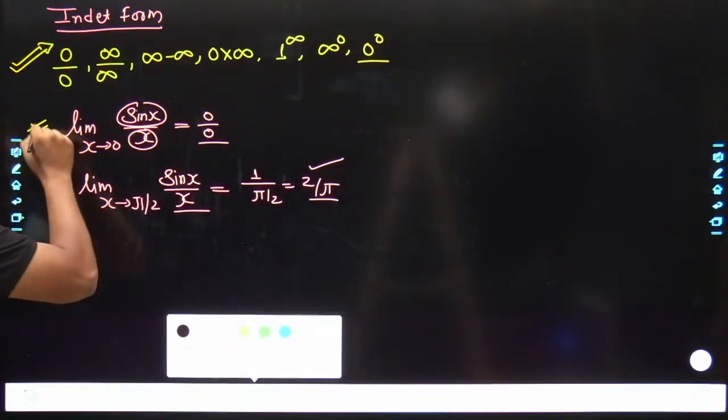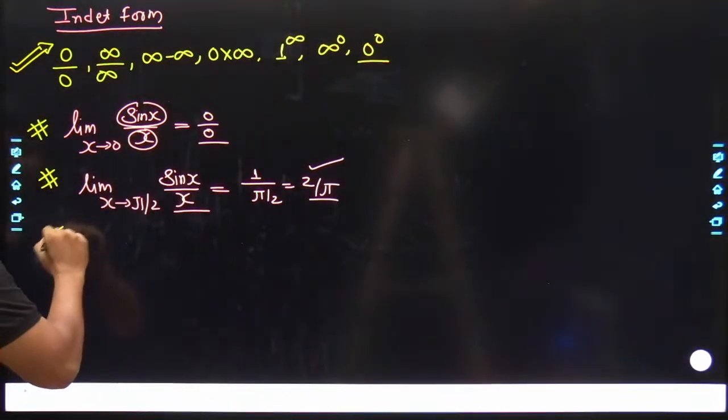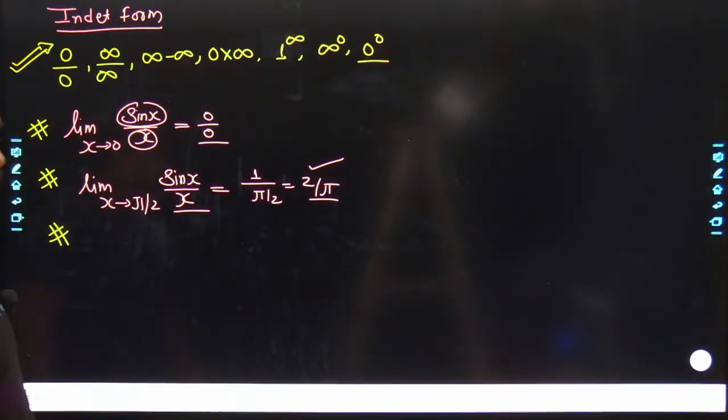Similarly, in the same sequence, we can have a few more outcomes. See, what are they?